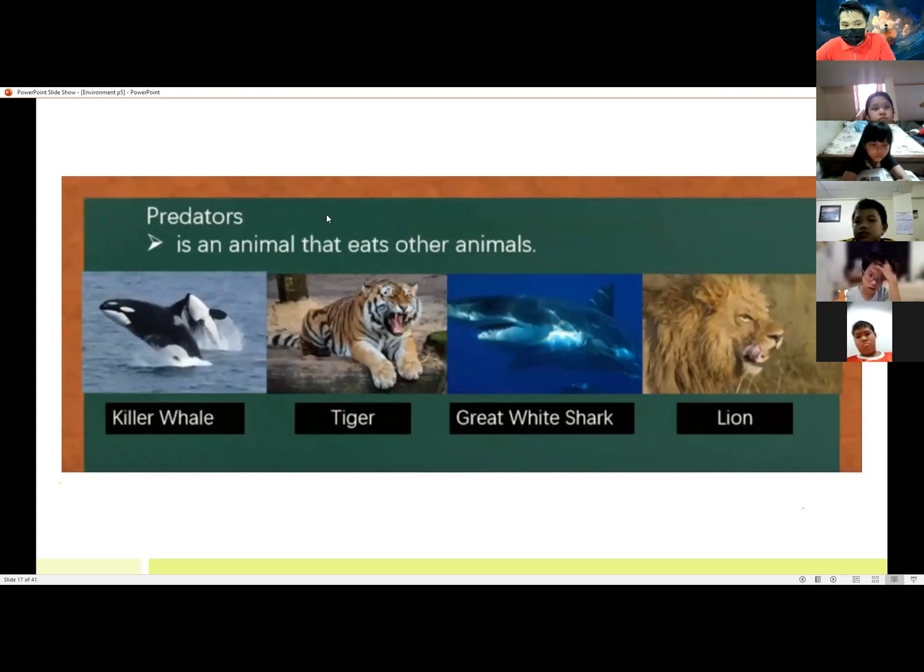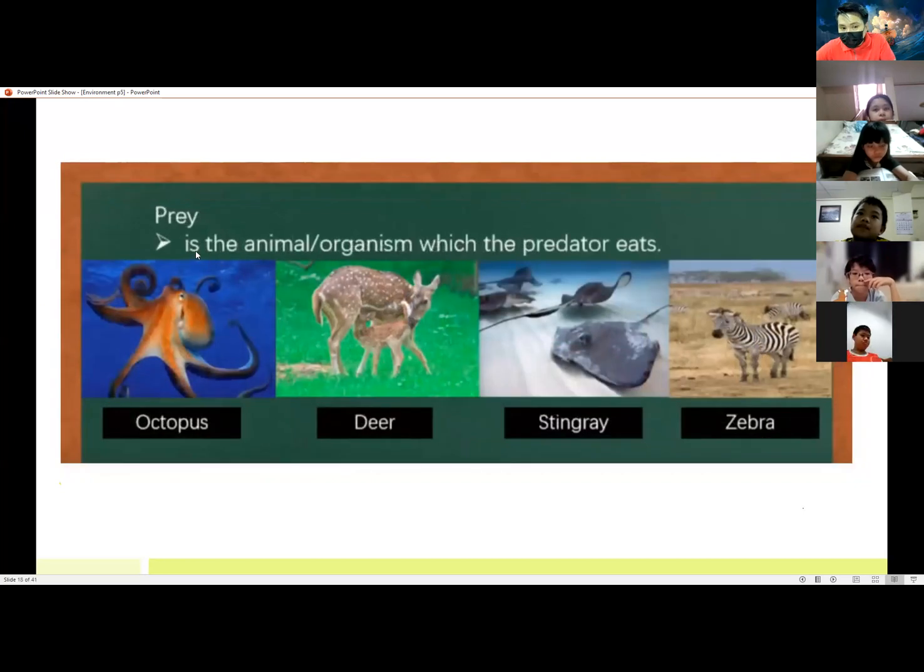So what are the predators? It has 4 here. These are the main predators in our environment. We have the killer whale, the tiger, great white shark, and lion. They are at the top of the food chain. And the prey is the animal or organism which the predator eats, the food of the predator. We have the octopus, deer, stingray, and zebra.